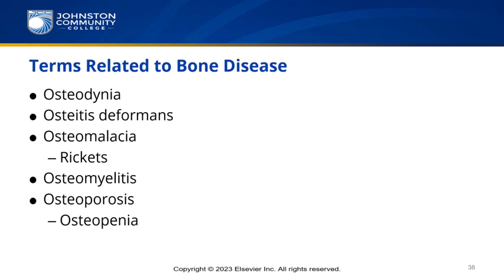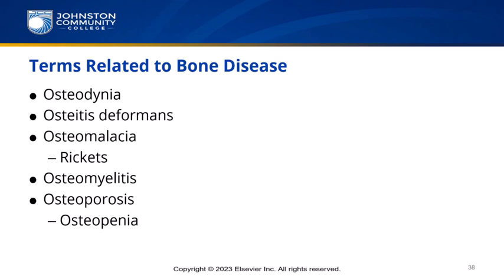Next we have osteomalacia. Malacia is our suffix for softening. It is a softening of the bone, and this is usually caused by a loss of minerals in the bony matrix as a result of vitamin D deficiency. If this disorder occurs in childhood, it is called rickets. Then we have osteomyelitis, which is an inflammation of the bone and the bone marrow. Finally, osteoporosis, which is the loss of bone mass.